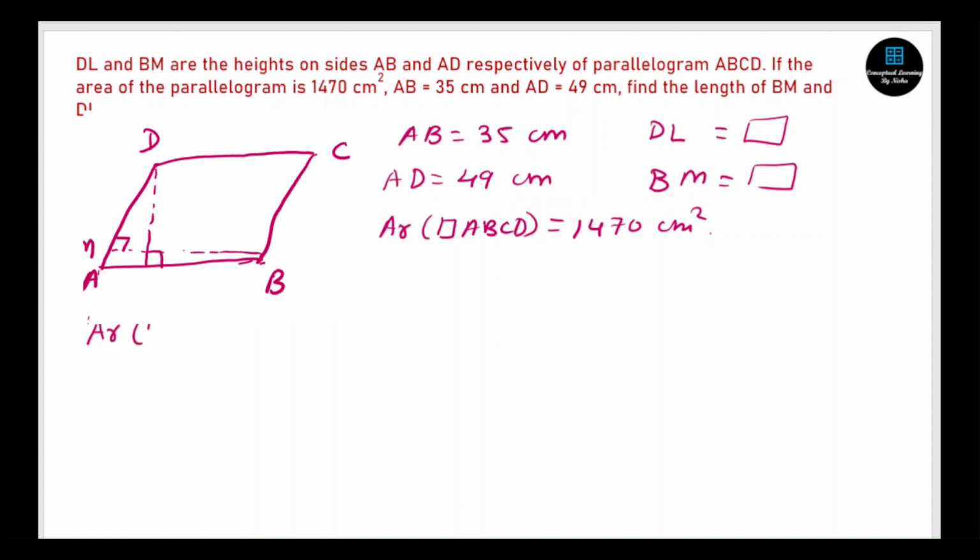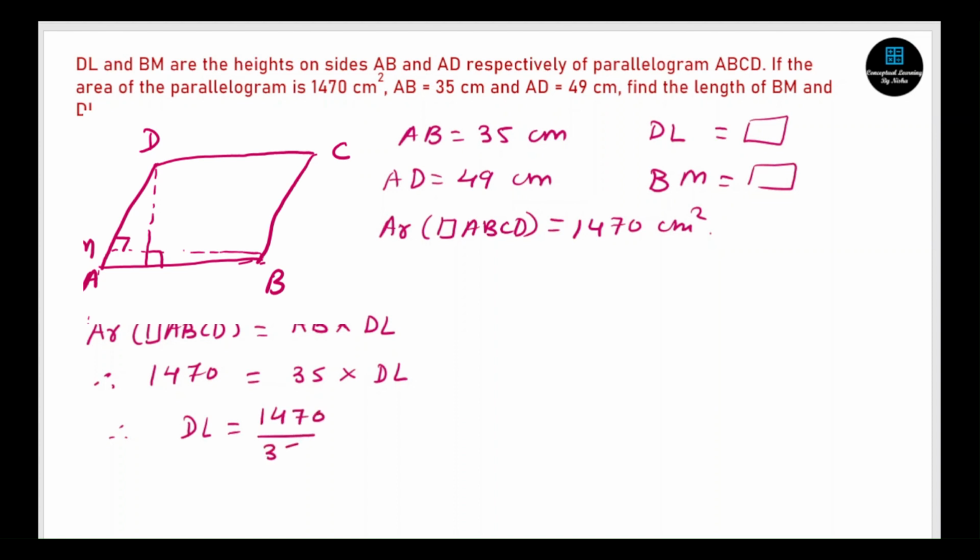So when we take base and height alternatively, we'll solve this. Area of parallelogram ABCD equals, when base is AB, the height is DL. Now substitute all the values and simplify. What do we get? 1470 equals 35 into DL. Now I want to find DL, so I have to divide both the sides by 35. So DL equals 1470 upon 35.